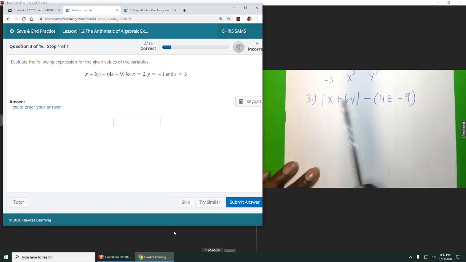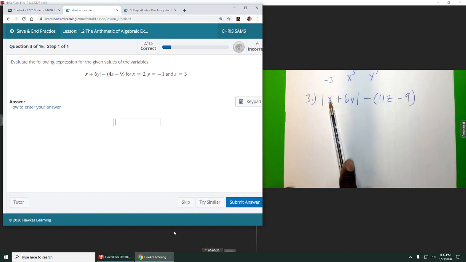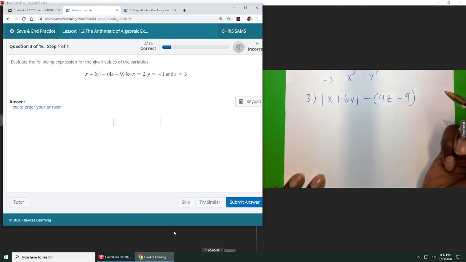Right after that they start telling you what these letters represent. So x is equal to 2, y is equal to -1, and they say z is equal to 3. So I'm going to take this expression, I'm going to replace those variables with the numbers that they tell me, and then I'll be able to do the math, because I can't work it out with just these letters.